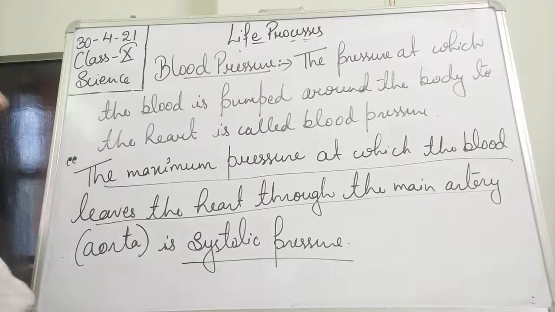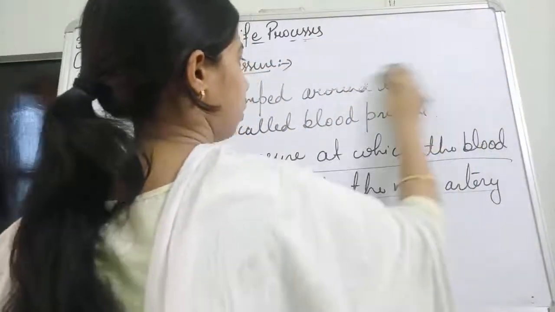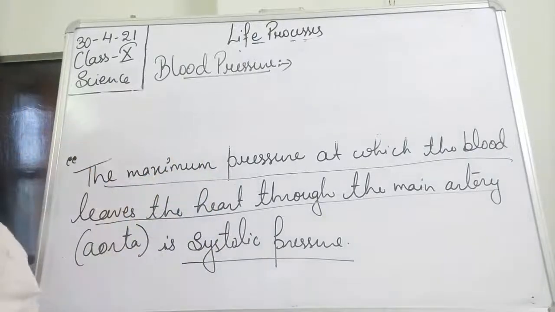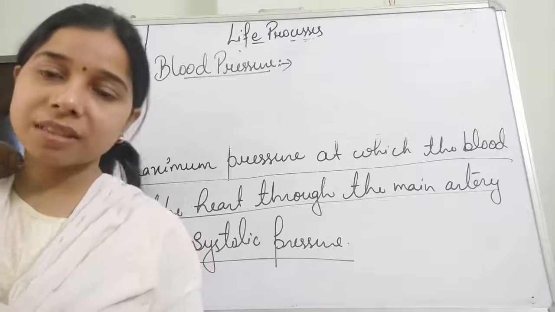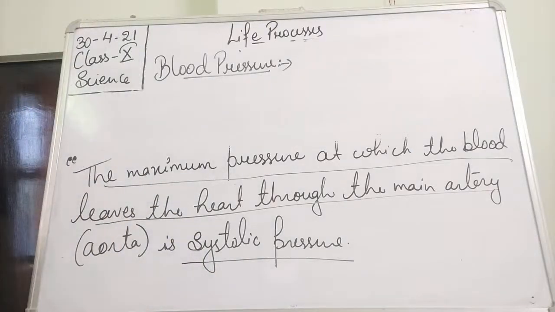Then what is diastolic pressure? We can write here: the minimum pressure at which the blood is received into the heart is called diastolic pressure.